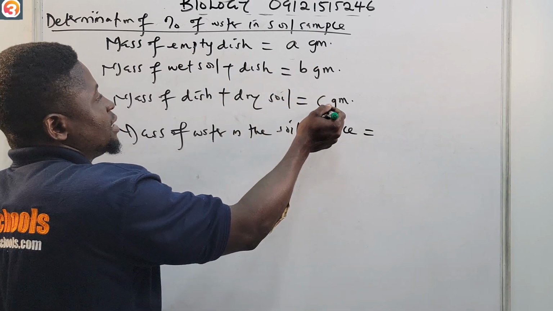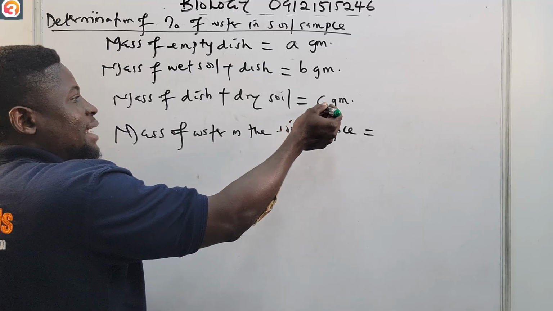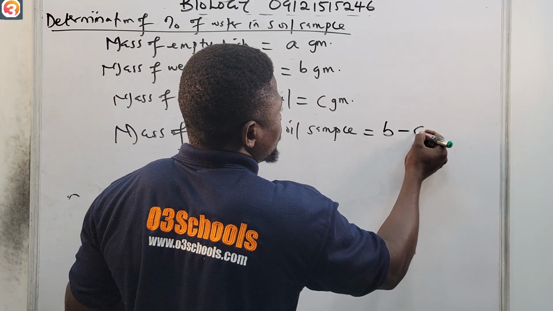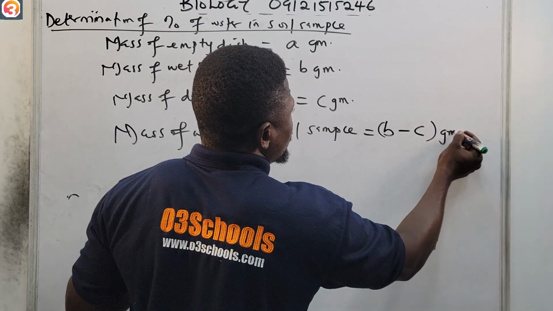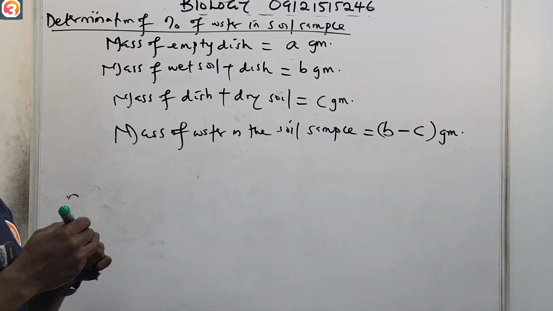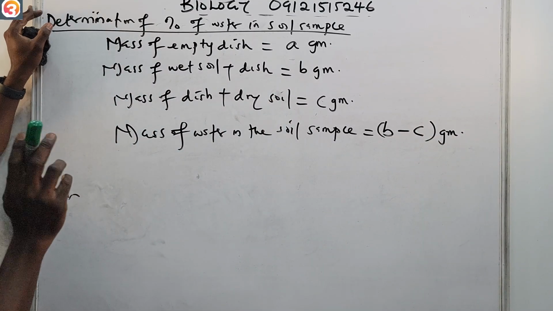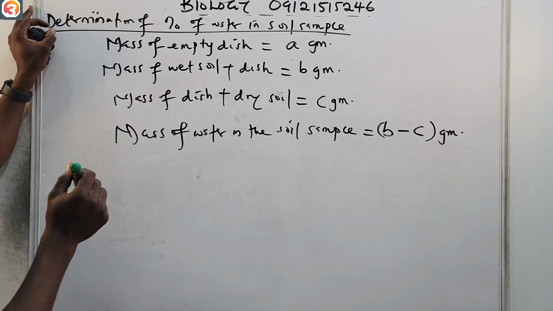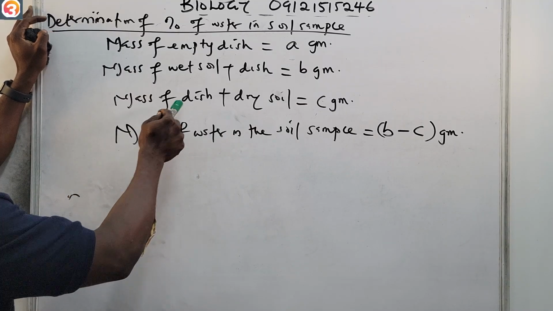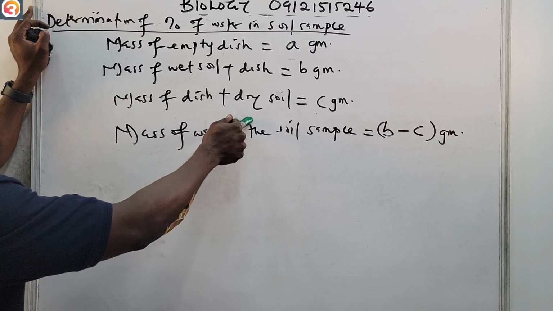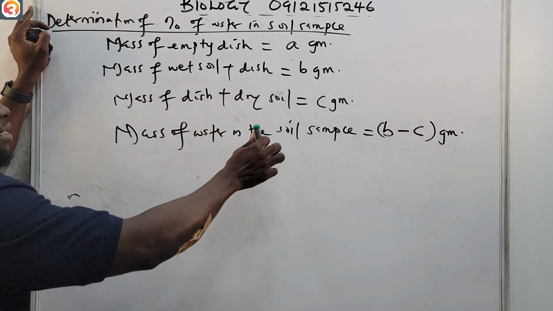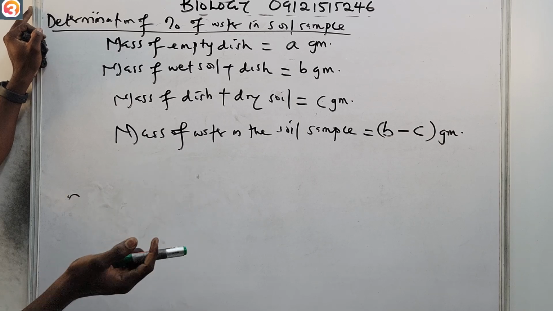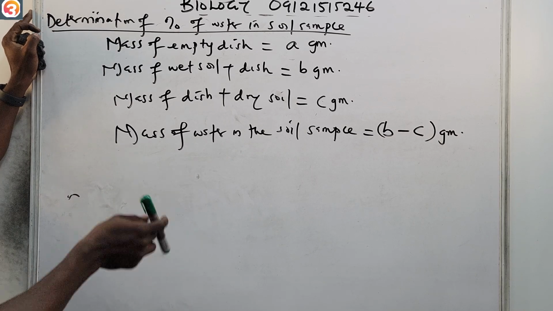subtract C from B. Subtract C gram from B gram. So I'm going to have B minus C, also in gram. All right, so let me go over that again. If we are looking for the mass of water in the soil sample, you subtract the mass of dish plus dry soil from the mass of wet soil plus dish, because this B will be bigger than this C, isn't it? So that you have a positive value there. So it's as simple as ABC.